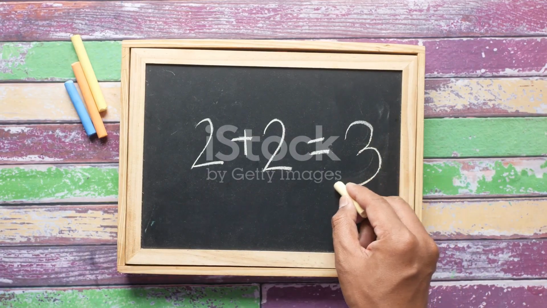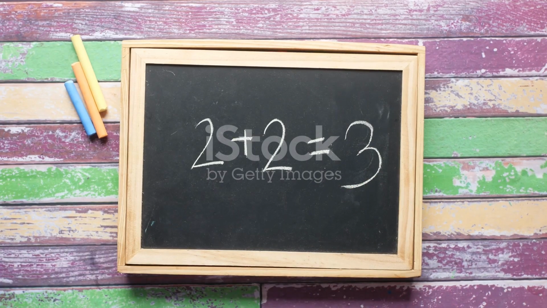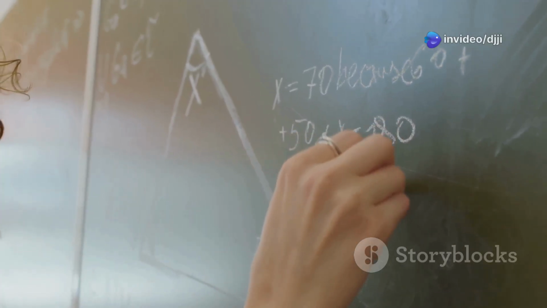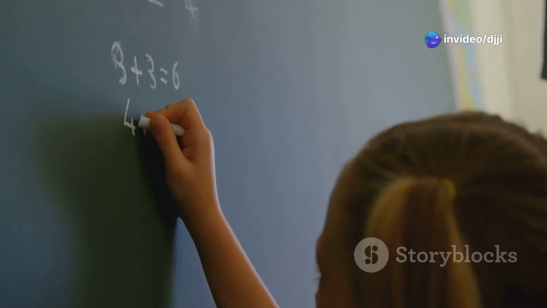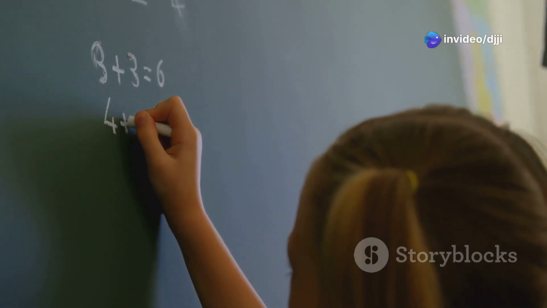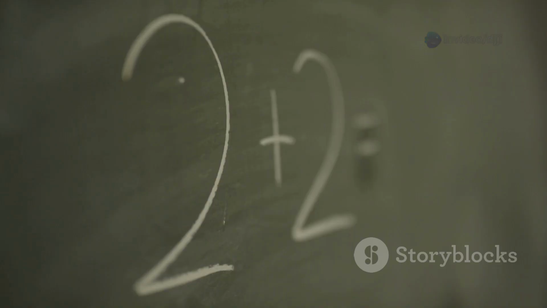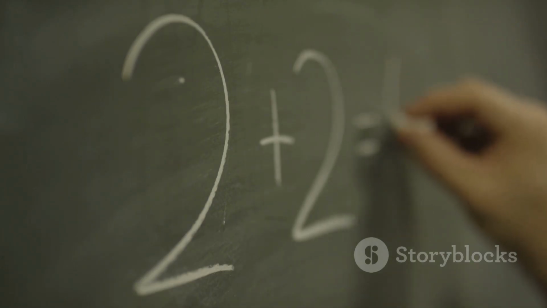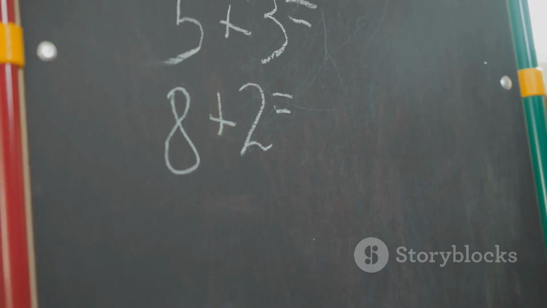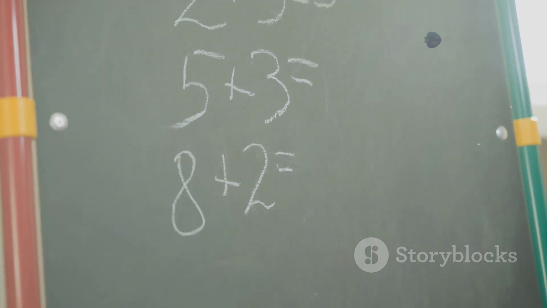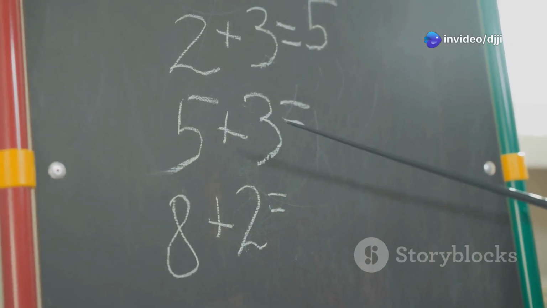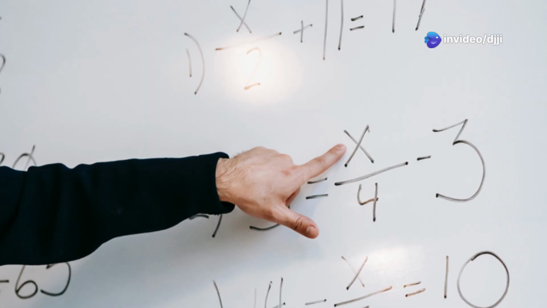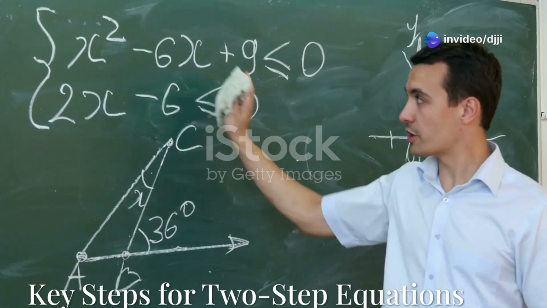Example: solve for x in the equation 2x plus 5 equals 11. First, isolate the variable term. Subtract 5 from both sides. 2x plus 5 minus 5 equals 11 minus 5. This simplifies to 2x equals 6. Next, isolate the variable. Divide both sides by 2. 2x divided by 2 equals 6 divided by 2. So x equals 3. Therefore, the solution is x equals 3.